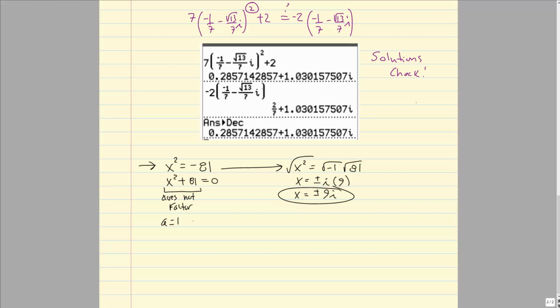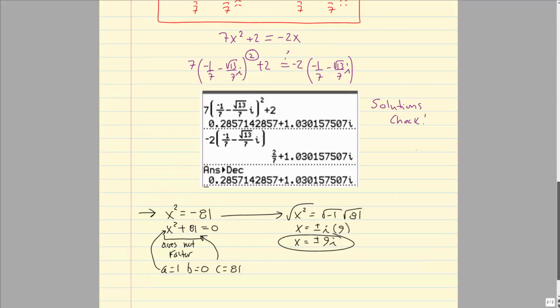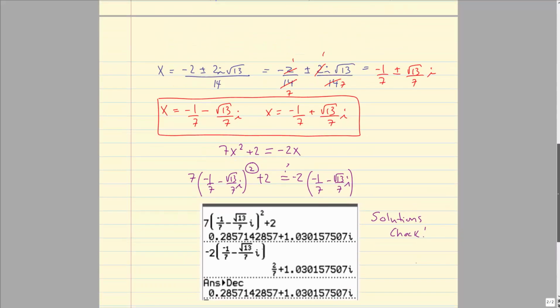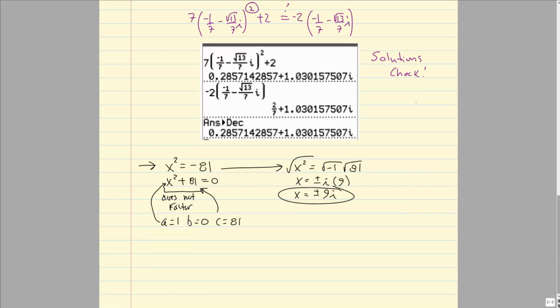In this case, a is 1, b would be 0, and c is 81. Because again, I get my c here, my a here, there's no x term, so that's why b is 0. So using your quadratic formula is going to have to be something you get really good at with these complex numbers, and also simplifying these expressions. So you're going to be using a lot of algebra here, and again, you have to be able to show your work and show your steps, because there won't be any credit unless you have work to support your solutions.